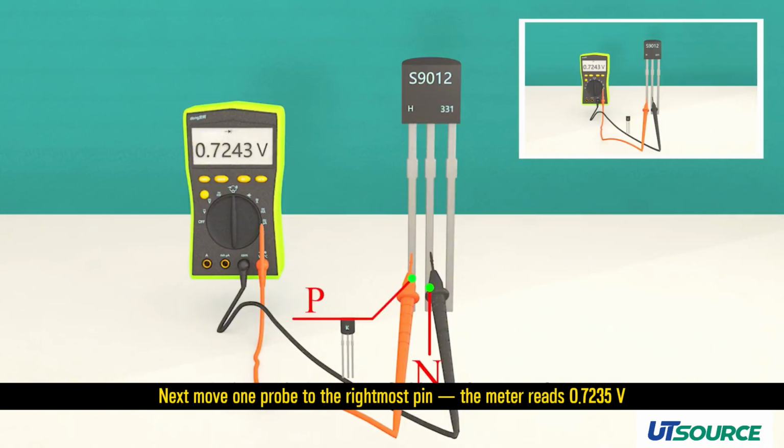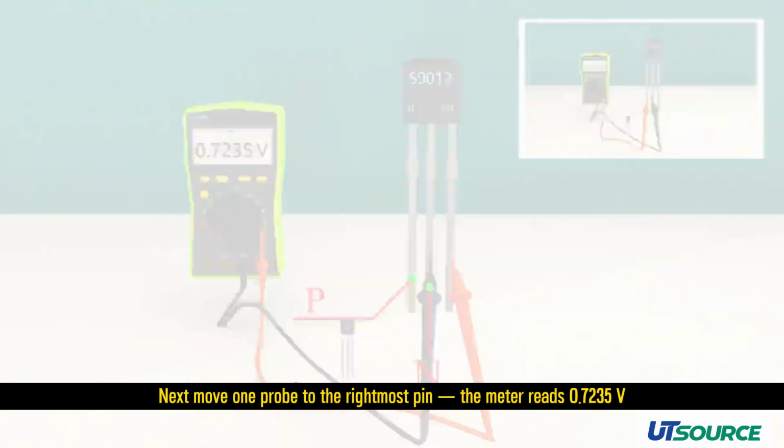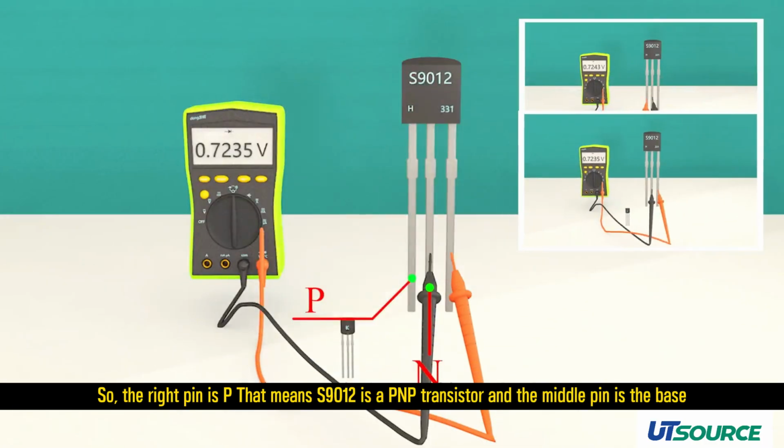Next, move one probe to the rightmost pin. The meter reads 0.7235 volt. So, the right pin is P, that means S9012 is a PNP transistor, and the middle pin is the base.